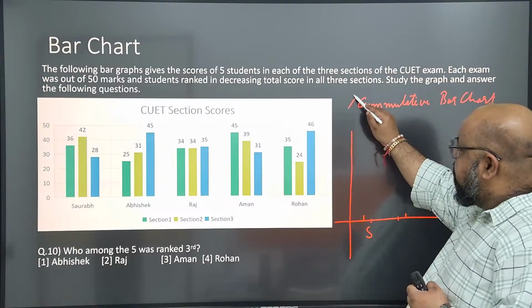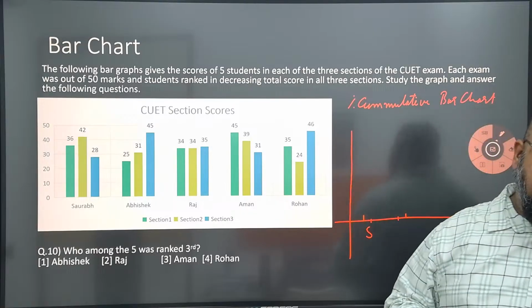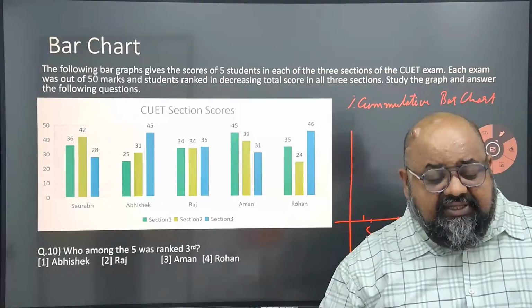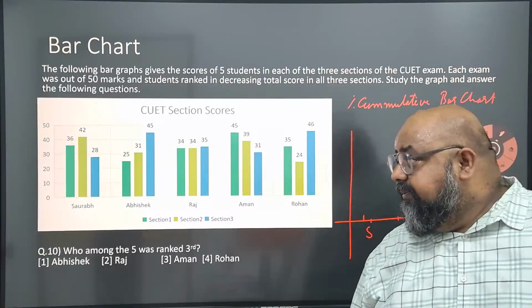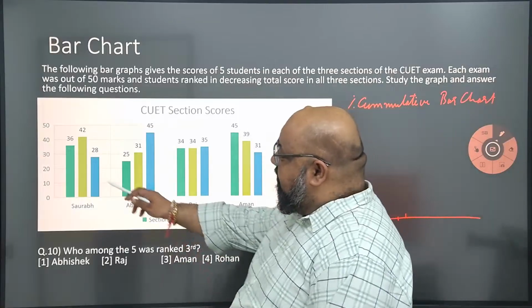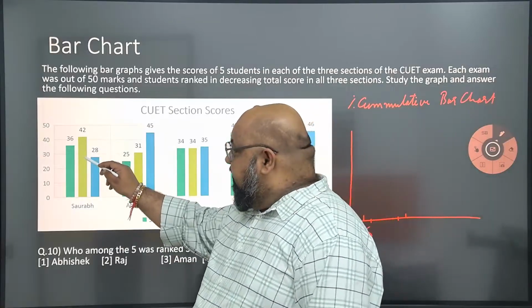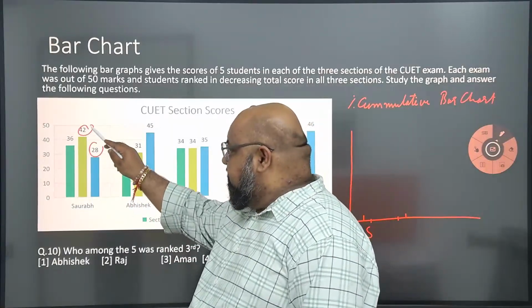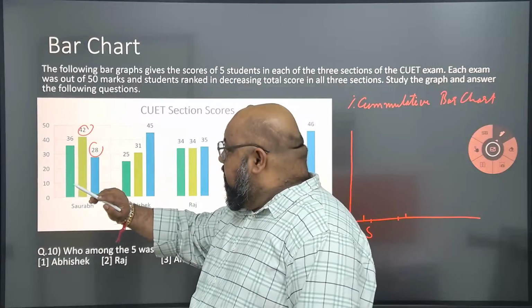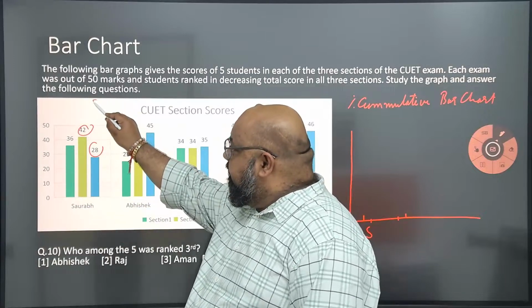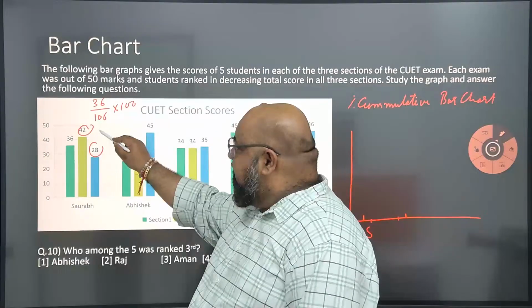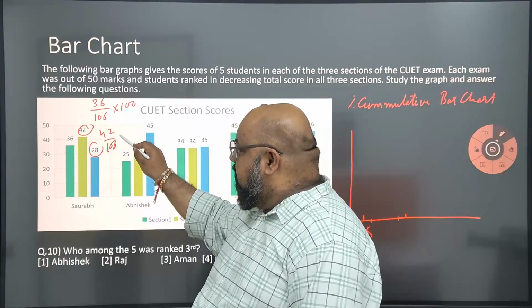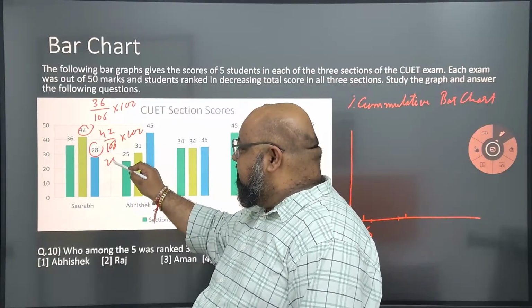In a percentage cumulative chart, what we do is we find out the percentage value for each score for each person. जैसे सौरभ है, सौरभ का स्कोर है 36, 42 और 28. So that means the total is 42 plus 20, 60, 70, 106. हाँ, तो मैं क्या करूँगा? सौरभ का पहले वाले में स्कोर कैलकुलेट करूँगा, दूसरे वाले में परसेंटेज स्कोर कैलकुलेट करूँगा और तीसरे वाले में परसेंटेज स्कोर कैलकुलेट करूँगा.